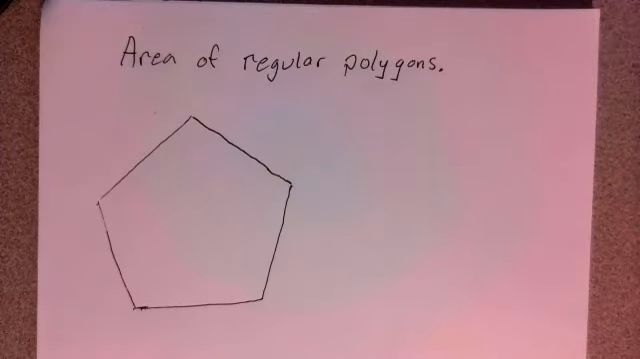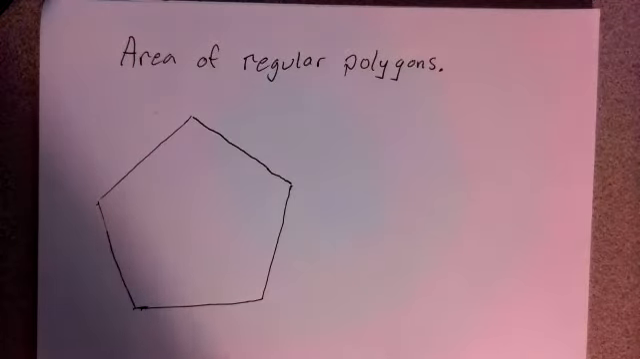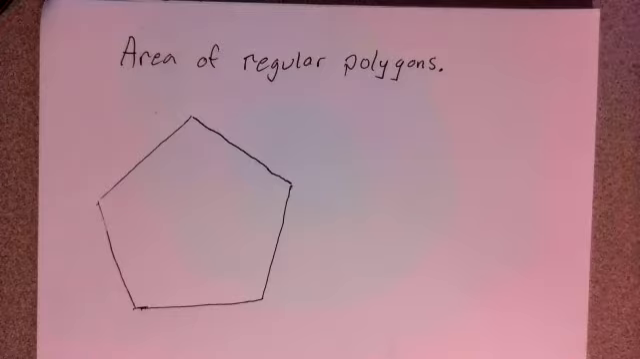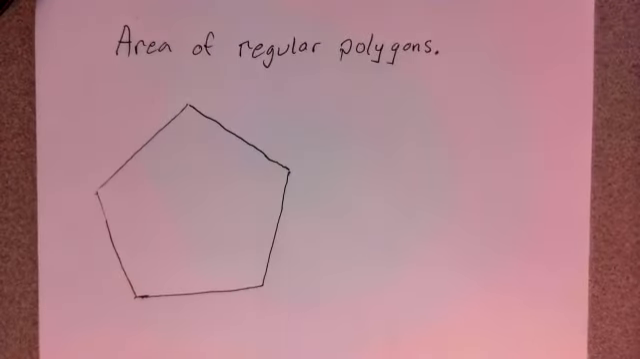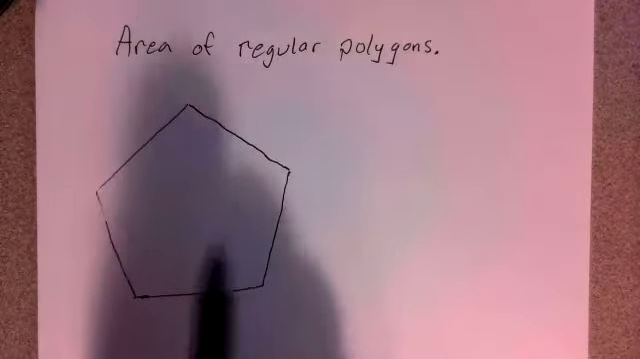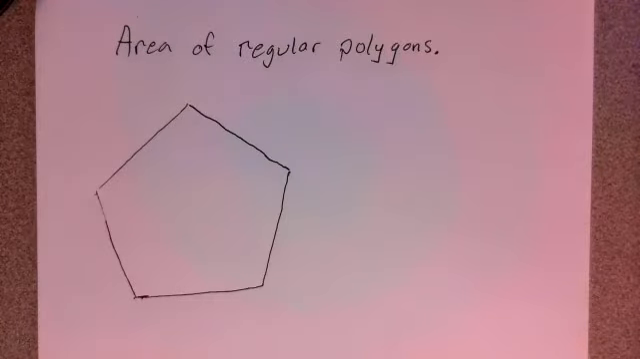Okay, so we're going to take a look at the area of regular polygons. And I'm going to do that using this example of a pentagon. Let's assume that this is a perfectly drawn pentagon. Of course, none of my shapes are perfectly drawn, and everybody knows that, which is fine. But what if I wanted to find the area of that pentagon?